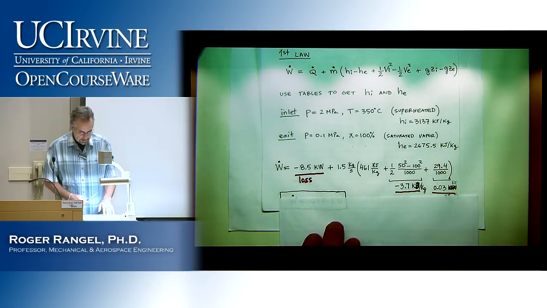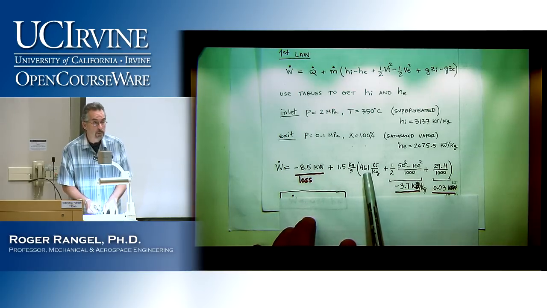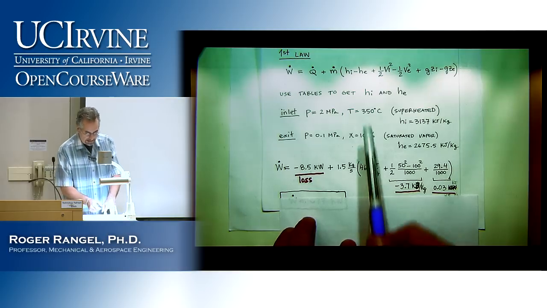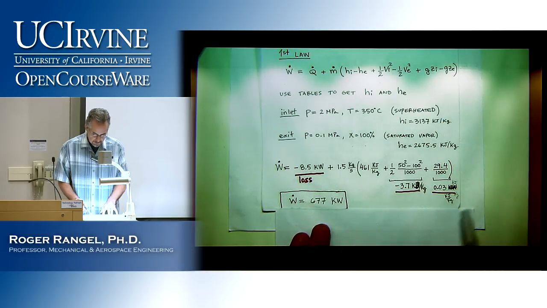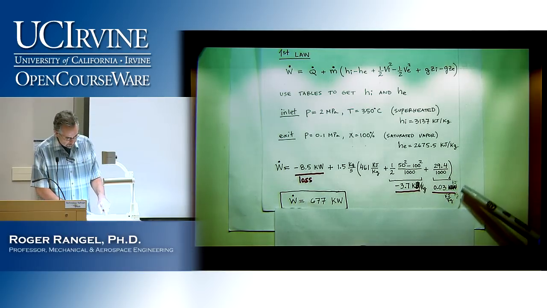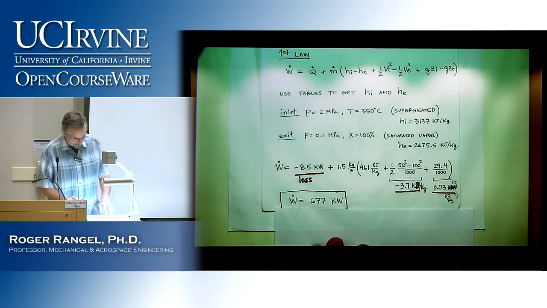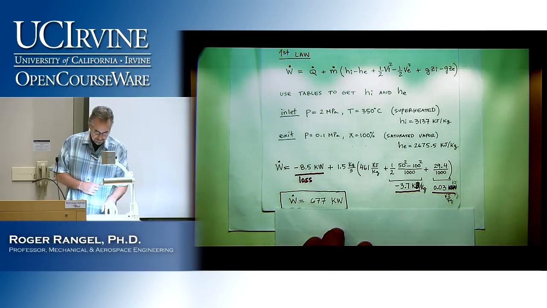You get that. So look at the numbers now. This 461 kilojoules per kilogram is the variation in enthalpy. The variation in kinetic energy is minus 3.7 kilojoules per kilogram, while the variation in potential energy is 0.03 kilojoules per kilogram. And as you can see, the potential energy variation is very small. We can clearly neglect it, 0.03 compared to 461.